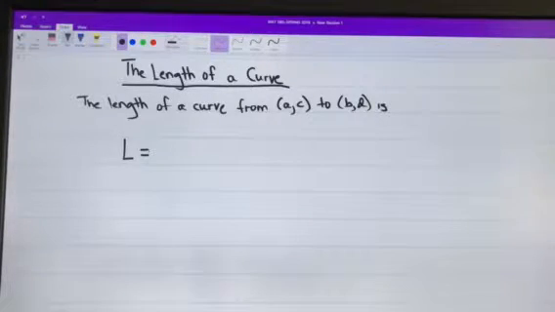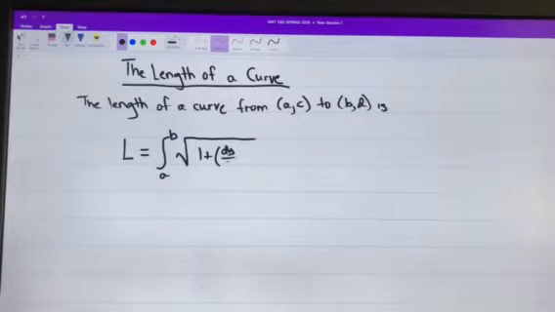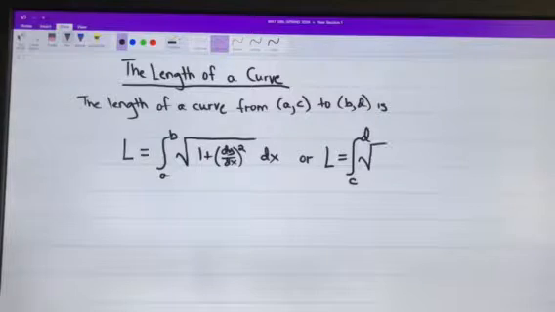Okay, and if we look at it from the perspective of integrating with respect to x, so here the length will go from x is equal to a to x is equal to b, taking the square root of 1 plus the square of dy over dx. And integrating with respect to y, we have integrating from c to d, the square root of 1 plus the square of dx over dy.